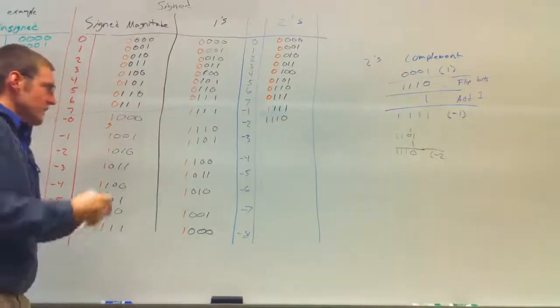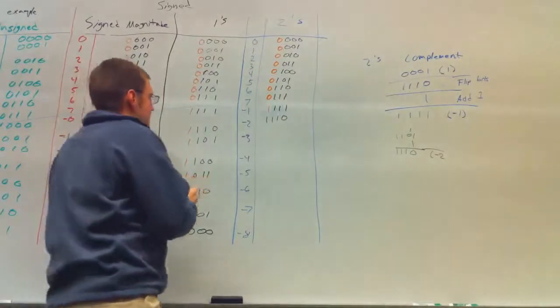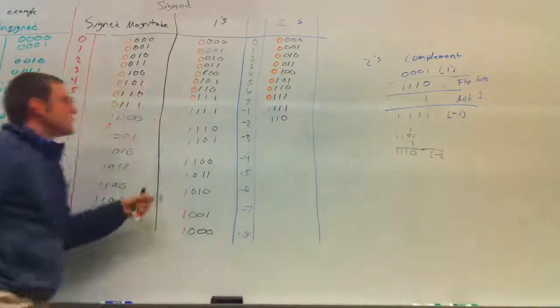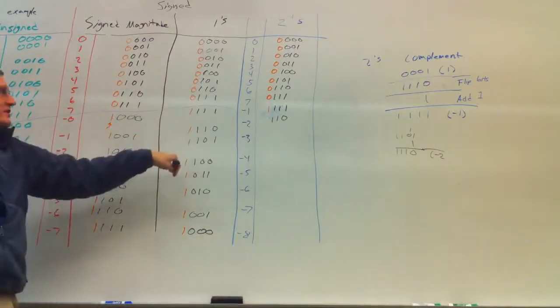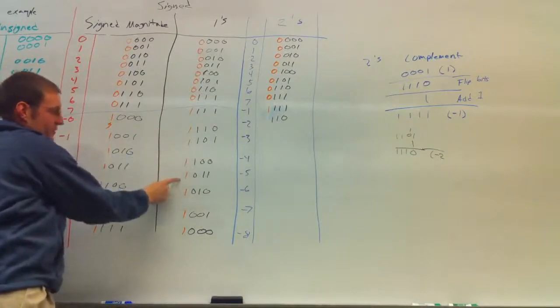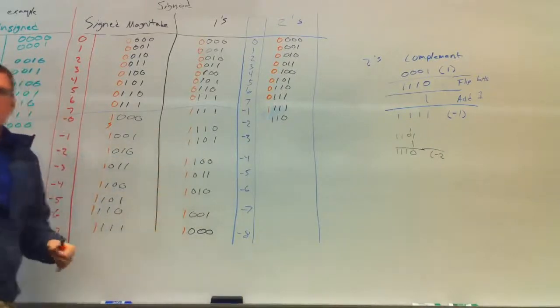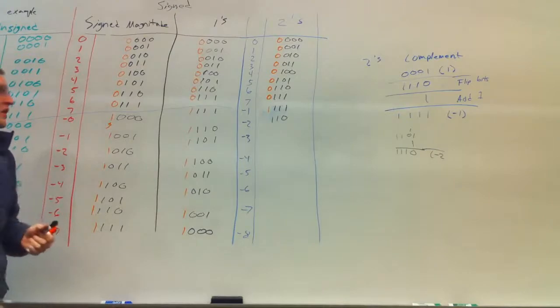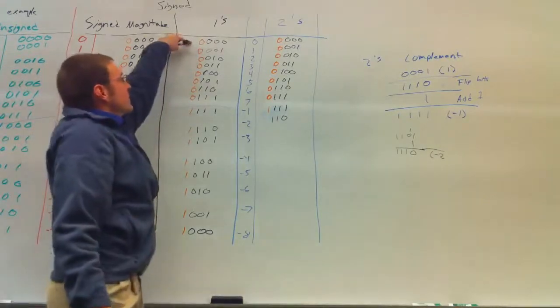Alright. It looks exactly like one's complement. The only difference is, since this is -1 here, we're adding 1 to this, 1 to this, 1 to this, 1 to this, 1 to this, 1 to this, 1 to this. That's all we're doing. What's 0 then? Well, 0's already here. 0's up here.